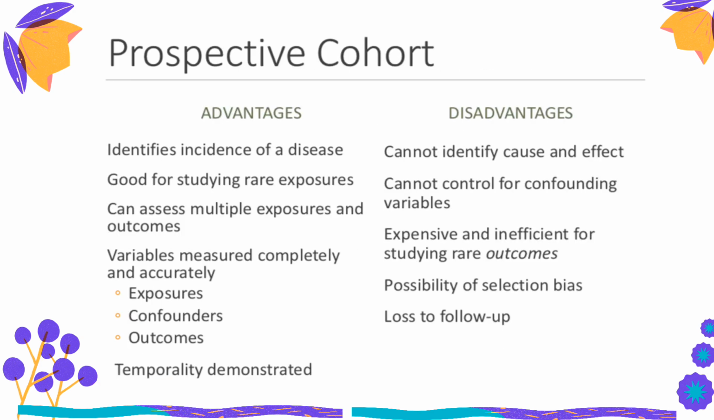Prospective cohort advantages and disadvantages. The advantages are it identifies incidence of a disease, is good for studying rare exposures, and can assess multiple exposures and outcomes. The variables are measured completely and accurately, such as exposures, confounders, and outcomes, and its temporality is demonstrated. While the disadvantages are, it cannot identify cause and effect. It cannot control for confounding variables. It is expensive and inefficient for studying rare outcomes. Also, there is the possibility of selection bias and loss to follow-up.